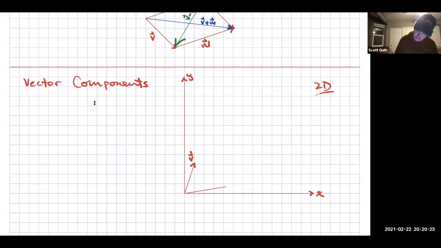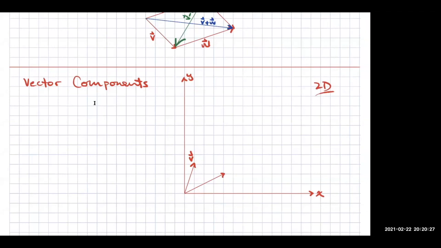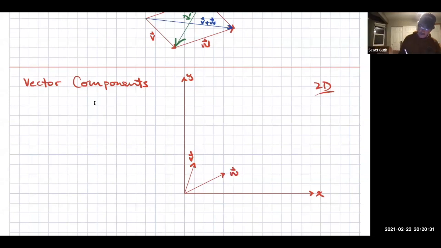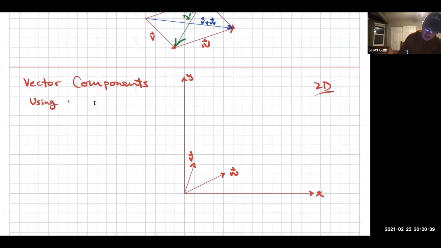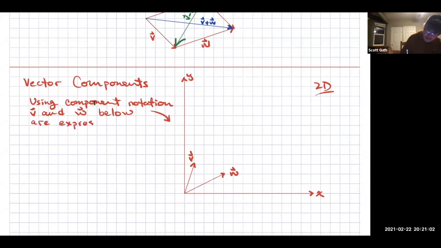1, 2, 3, 4, 2. That's W right there. So, using component notation, V and W below are expressed as follows. V starts at the origin and terminates at the point 1, 3, so we just say it's the terminal point 1, 3. So it has a horizontal component of one and a vertical component of three, and that's just like a point.